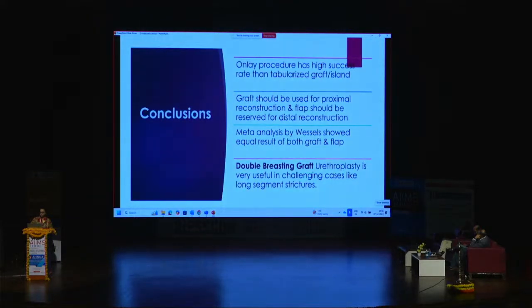So basically, there has been a meta-analysis by Vassar showing that if we select a good patient, both graft as well as flap give almost equal results. Only, graft procedures have better results than tubularized grafts because in tubularization the chances of leakage are more. The same way you guys experience in hypospadias surgery. If we do not tubularize, we get better results. And usually for the proximal reconstruction, grafts are used, and for the distal reconstruction, flaps are used. And double breasting urethroplasty, Kulkarni or Palmer, are very useful in extensive strictures, challenging cases, where we would have to think of a two-stage procedure, which can be accomplished in a single stage most of the time. Next, please.